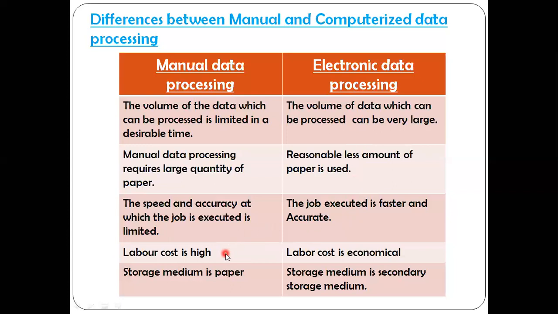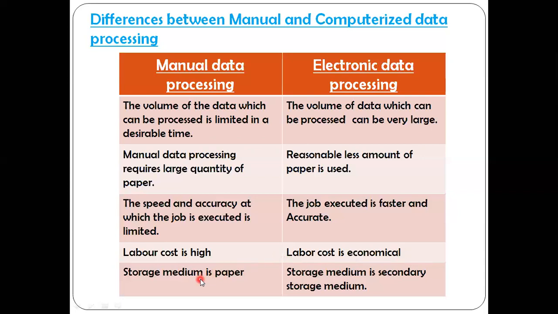Coming back to manual data processing, the fourth point: labor cost is high. We need to hire people for maintaining the ledgers, and we need to pay a huge amount for them. That is why labor cost is high. In electronic data processing, labor cost is economical. No need to give a huge amount. One has to appoint one person who will just process the data. We need to give him training in the beginning. Once he becomes perfect, he can do it easily and very fast.